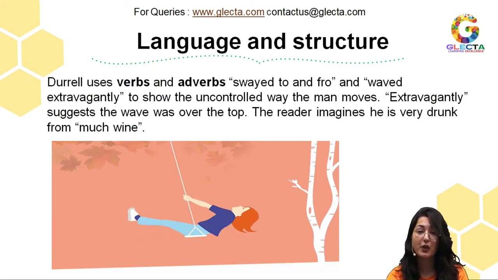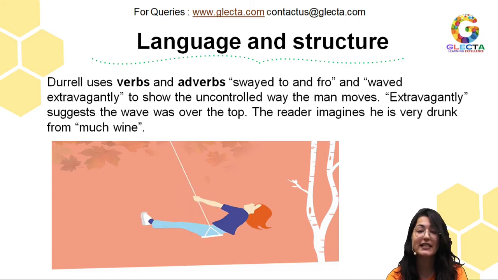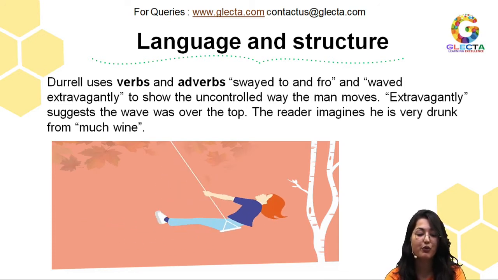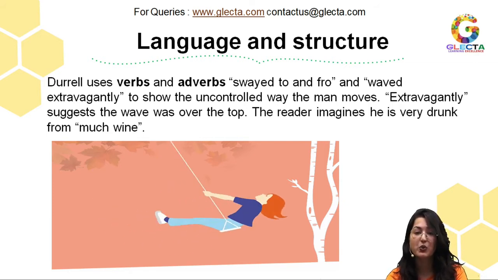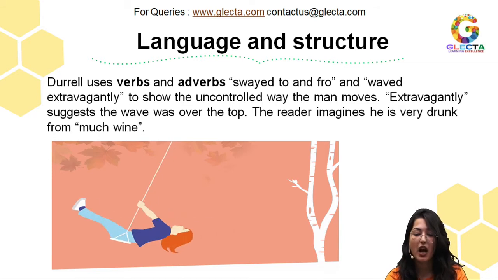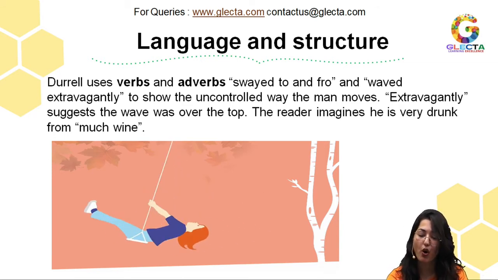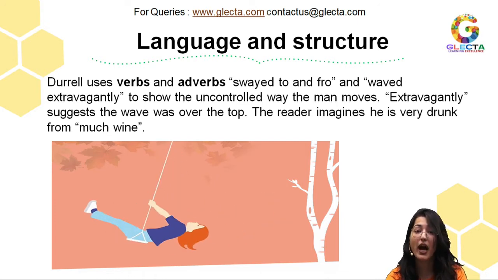Durrell used verbs and adverbs: swayed to and fro. Now you can see in this picture that moving to and fro means moving from one position to another. Swayed means movement. Here extravagantly suggests the wave was over the top. The reader imagines he is very drunk from much wine.